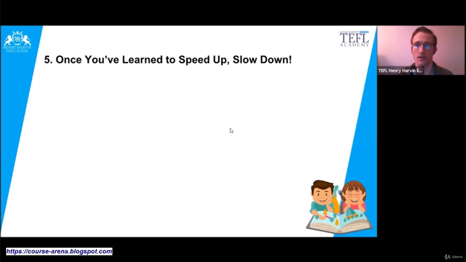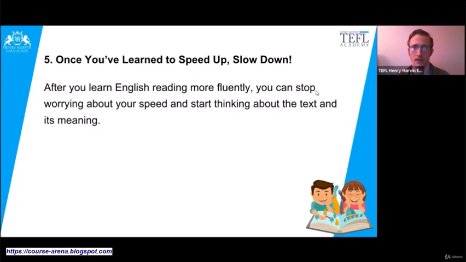So when you're instructing adult learners or your students that are learning English as a second language, they might think that, oh, reading fast is the only way to read. But then you need to take some time to slow down and start thinking about the text and its deeper meaning. Questions, again, back to questions.